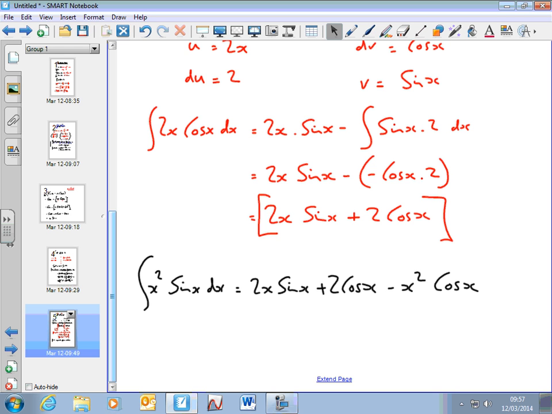Maybe partially factorise. Take a 2 outside of the first 2 terms and leave the last term. How I factorise it would depend on what you want to be left with. It might be convenient to factorise the cos x term out, or it might be convenient to take out the 2. It's up to you.